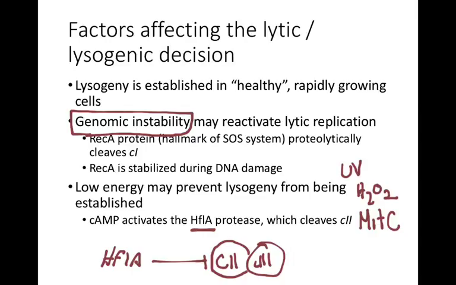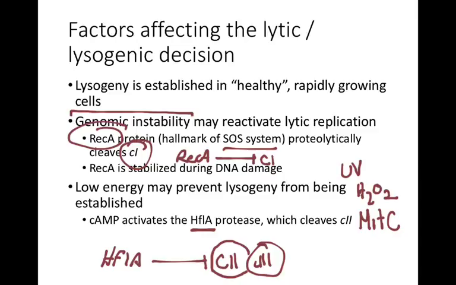In these cases, genomic instability is recognized and leads to the stabilization of a protein known as RecA. RecA stands for recombination A, and it's required for protecting E. coli and other bacterial cells against genomic instability. It's part of what we call the SOS system. Well, RecA is a protease as well, and it can cleave C1. And so when DNA damage is detected, RecA expression or levels increase because it is stabilized, and that will lead to its ability to degrade C1.